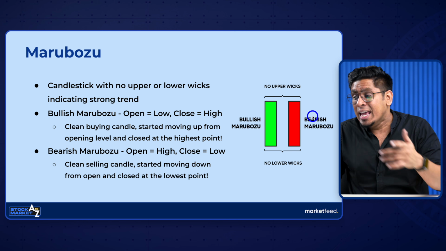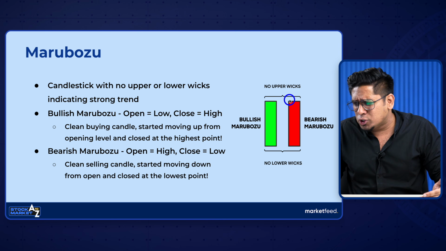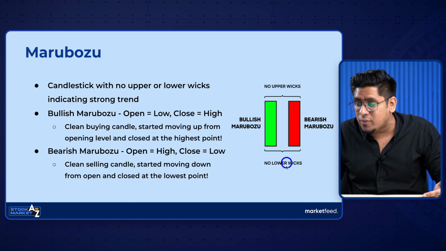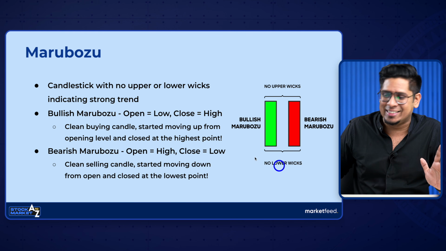And exactly the opposite is what we can understand in a bearish Marubozu. There was only selling, selling, selling, selling. Thereby, there is no upper wick and there is no lower wick. Clear? Now let us read the theory. You will understand it, right?